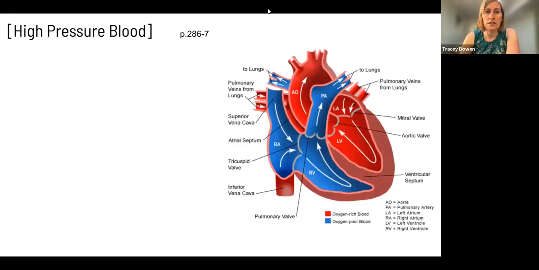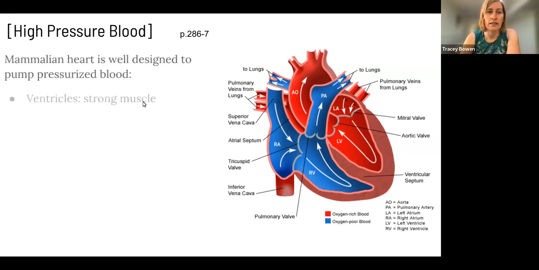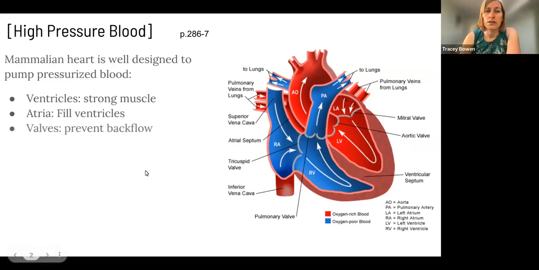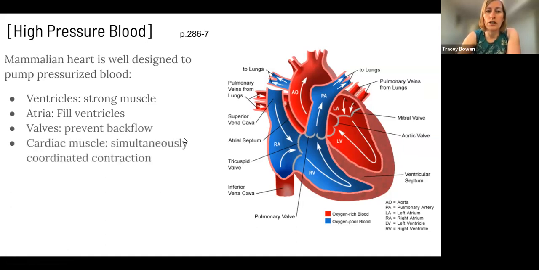So last video, we saw the heart structure, and knowing the parts of the heart and labeling them and identifying their function is an HL aspect. But our hearts are designed to move blood at high pressure. And part of that is because the ventricles are strong muscles. The atria fill the ventricles before the ventricles pump. The valves prevent backflow. Cardiac muscle can simultaneously, coordinatedly contract. And so that allows all the heart muscles to be working in sync.